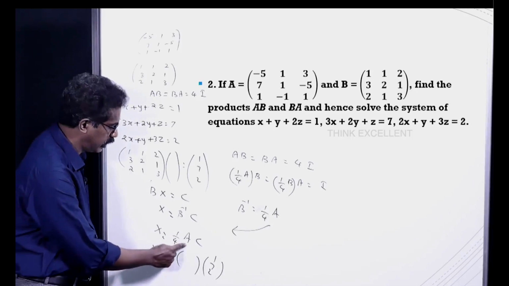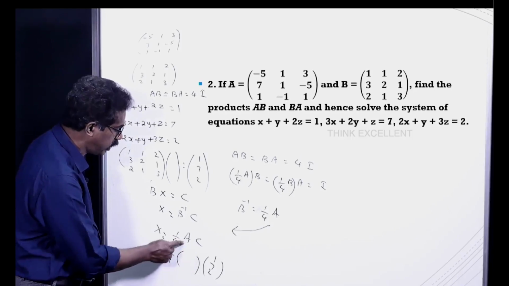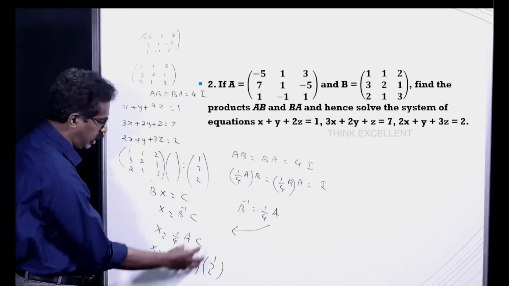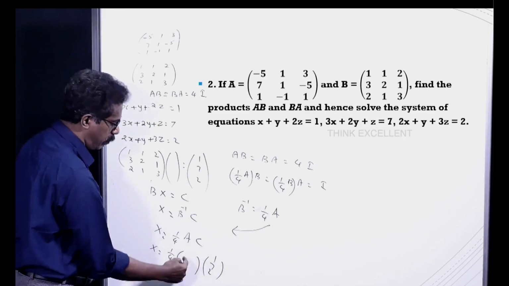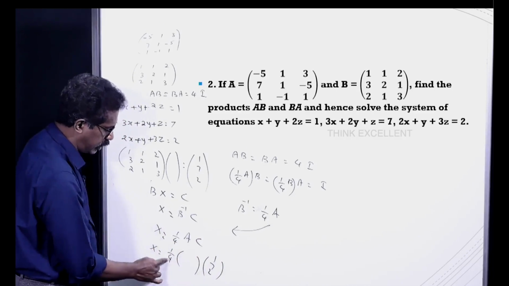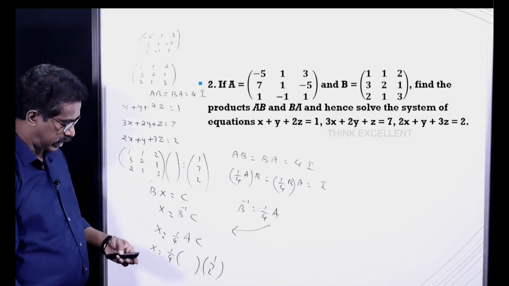So instead of B inverse, you write 1 by 4A into C. So 1 by 4 into A. A is given in the question. A into C. This is C. Row by column, you multiply, then divide everything by 4. You will get the answer.